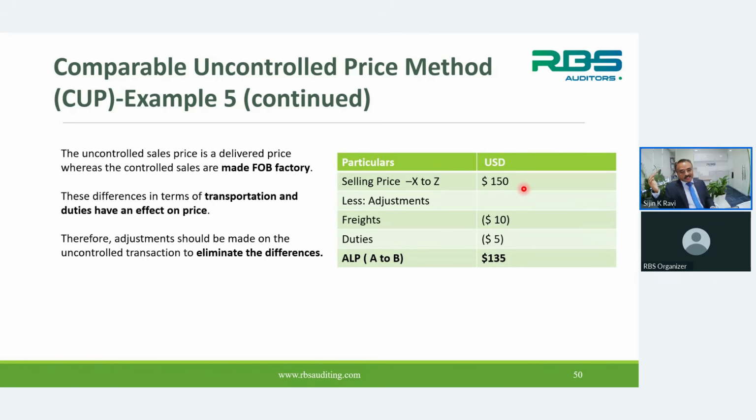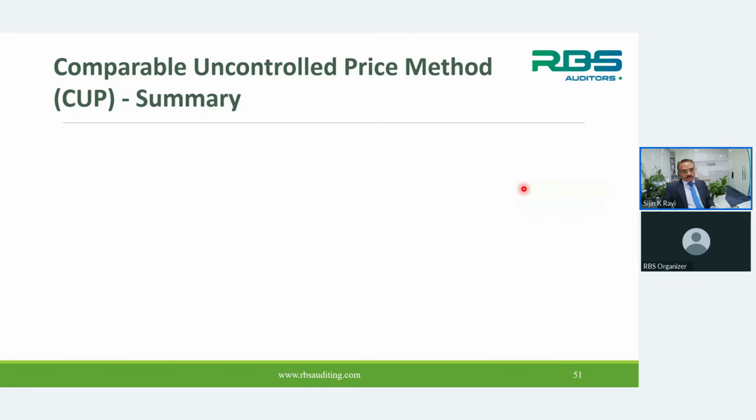So you have to take the unrelated price, $150. Then you make the adjustment for freight and duties of $10 and $5, and automatically 135 will be the ALP. So after eliminating the adjustment, you get the ALP. This ALP will be applied for the controlled transaction, and tax will be paid on that price.